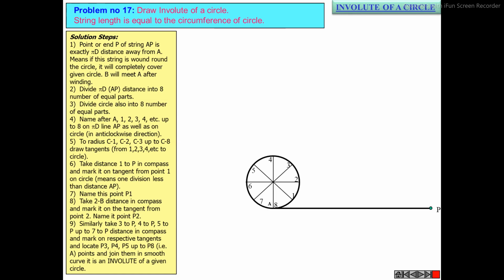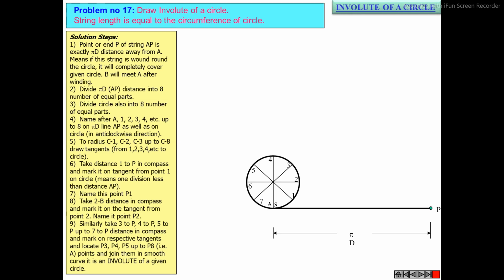Yes, sir. AP is how much? AP is nothing but the length of the thread which you are wrapping and unwrapping, and that is equal to pi d or 2 pi r. Clear? Yes, sir. Okay.